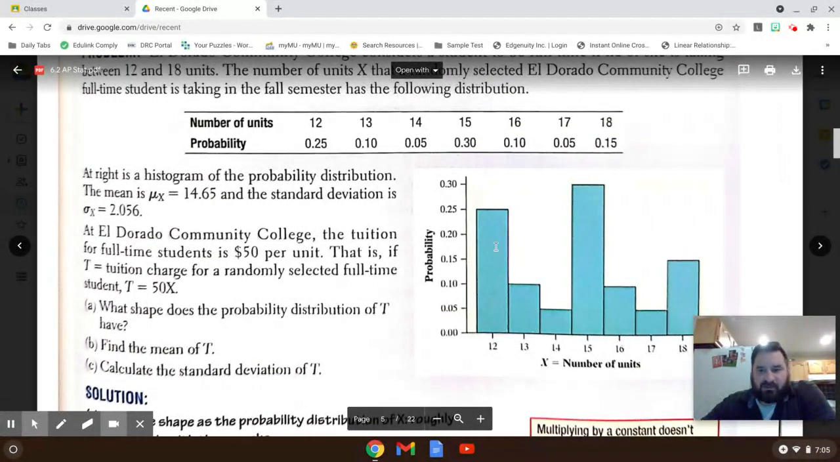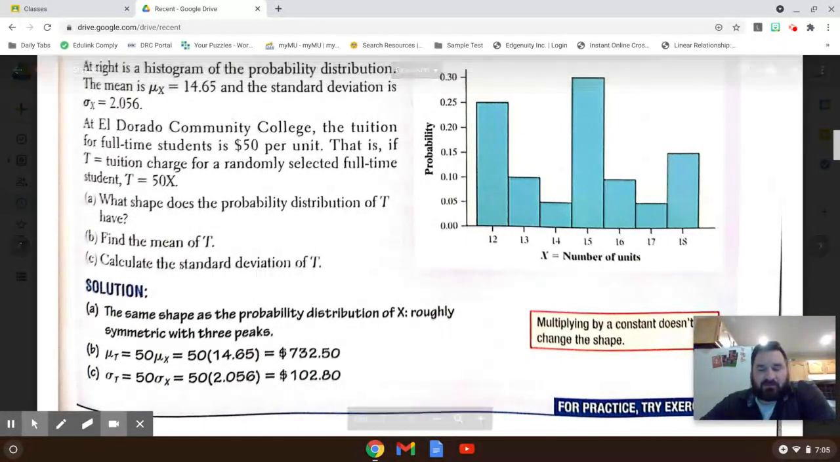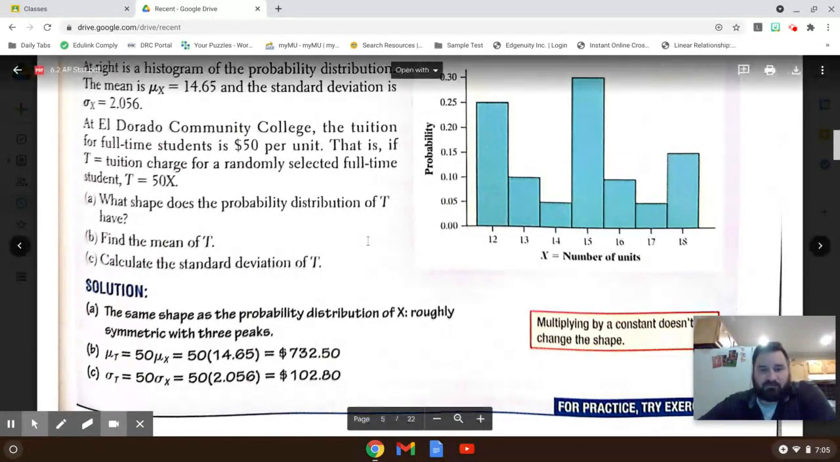This distribution, so there's x, number of units. So our new one, with how much the cost is going to be, is going to be the same shape. Roughly symmetric. We got a peak in the middle, kind of goes a little hook there up to a peak at the end, and they're the same at the top. So it is roughly symmetric with our 3 peaks. Boom, boom, boom.